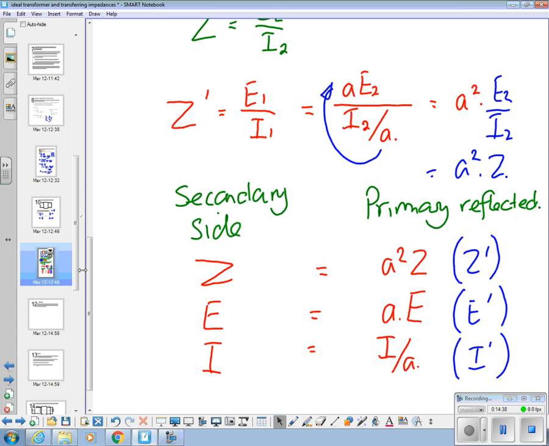A was simply N1 over N2. But as you can imagine, if we left it as N1 over N2, then when we're squaring up, the notation would get a lot more tricky, and there's more chance of making a mistake.